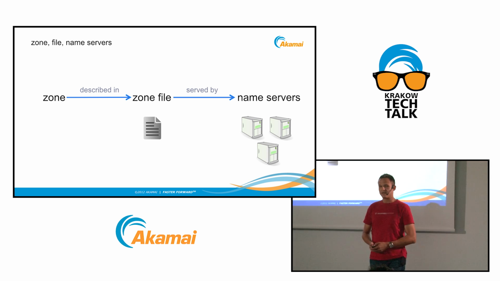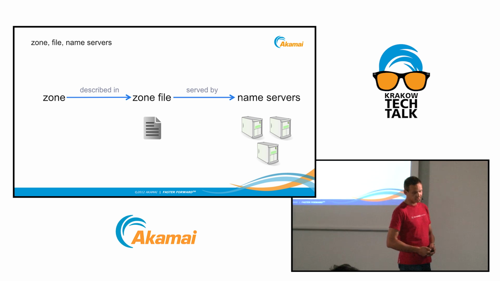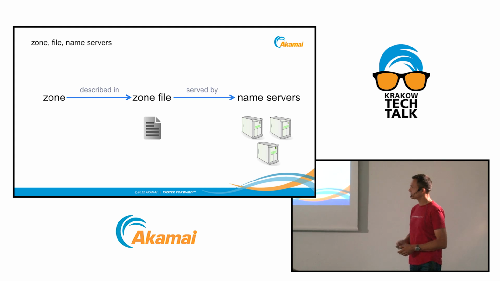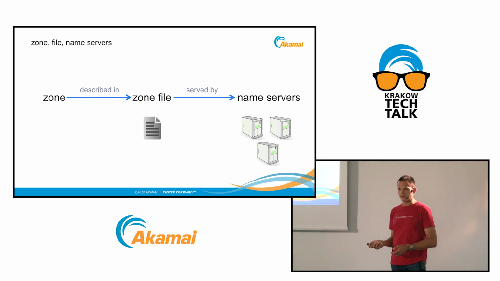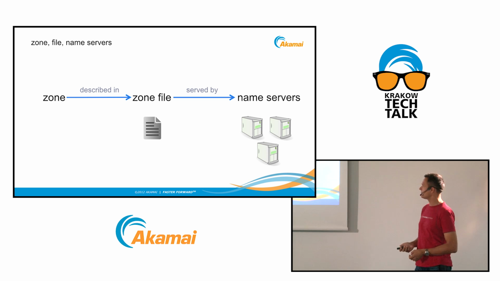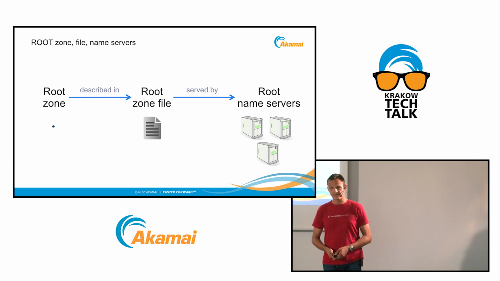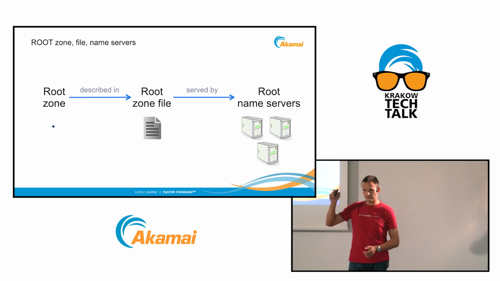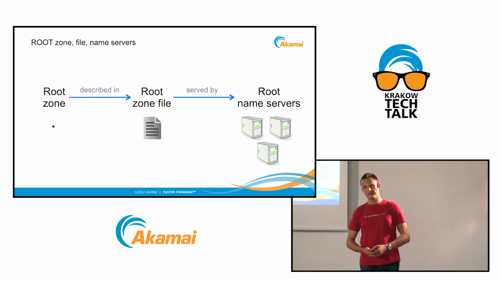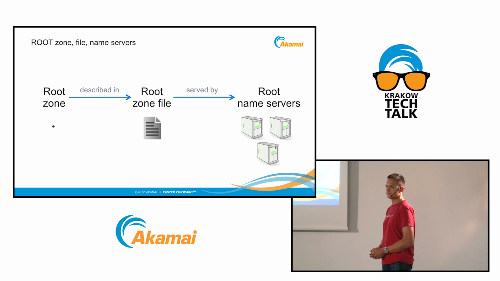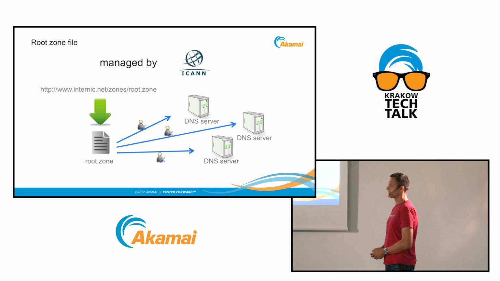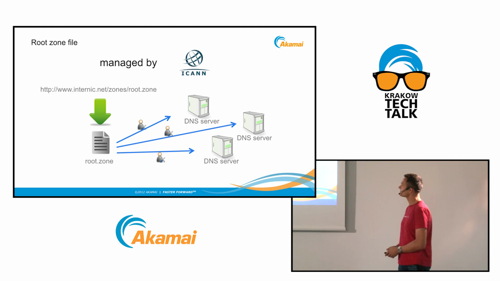Now, what is a zone file and how is it managed by nameservers? Remember that simple mapping: a zone is described in a zone file that is maintained by nameservers. Now, our special root zone is described in the root zone file, again a special, dedicated zone file for the root zone, and it is maintained by root nameservers. So what are those root nameservers? What is that root zone file? Why are we spending a few slides on that?